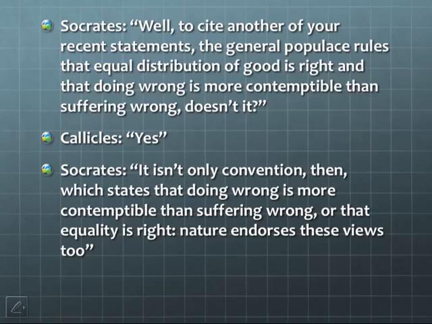Equal distribution is better, and also that doing wrong is more contemptible. Contemptible means worse. Doing wrong is worse than suffering wrong, as in it's worse to, for example, hurt someone than to be hurt yourself. He's saying that most people in society would say that. Well, Callicles agrees that that's what the majority would say. And then Socrates puts the nail in the coffin and says, well, that means that according to your own logic, Callicles, those statements must be correct, because the masses, which are stronger and therefore superior to an individual, have set those rules. Therefore, according to nature, they must be correct, not just according to convention. Okay? You don't seem convinced.